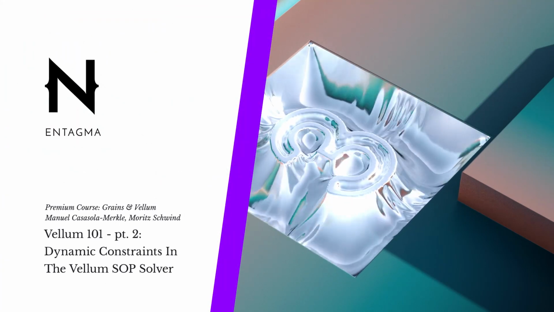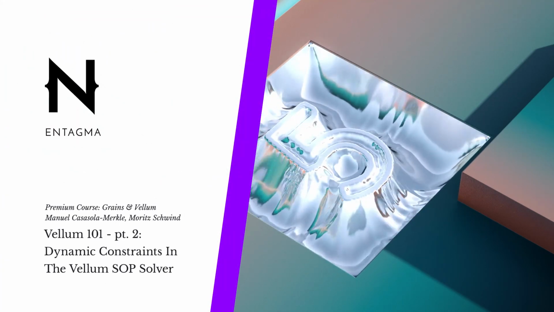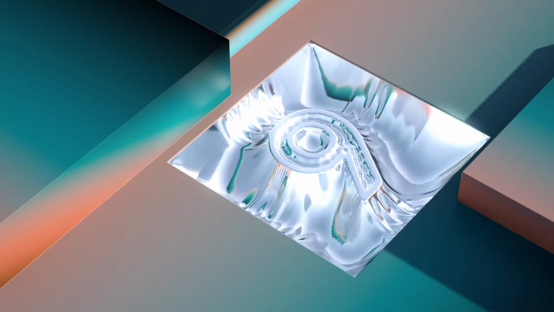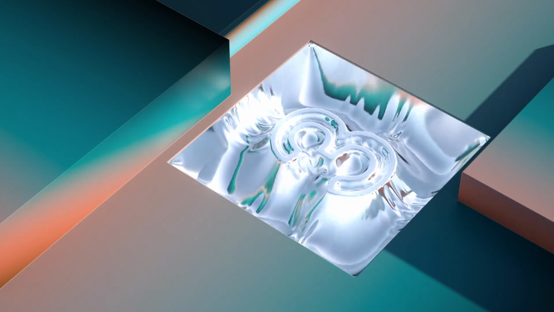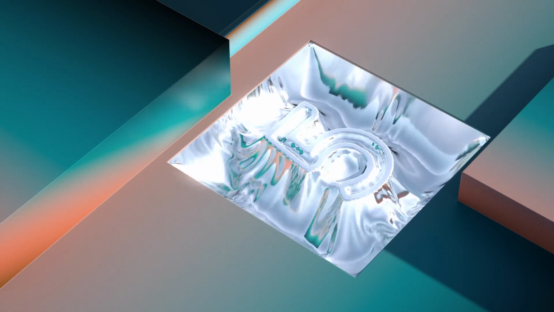So in the last video I mentioned that some of these Vellum constraints only make sense when you are setting them or animating them dynamically. That means while we are running a simulation. What I want to do in this video is give you 4 short examples of how useful that can be. And let's start with inflating a balloon or a toy.